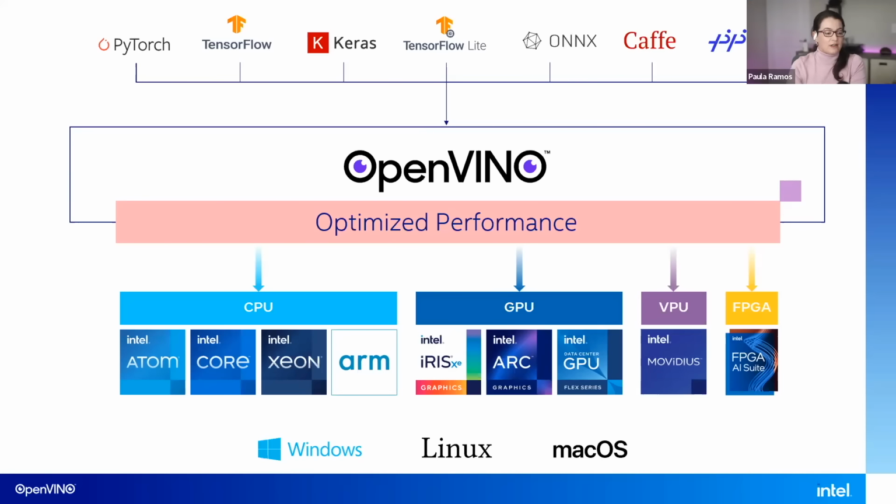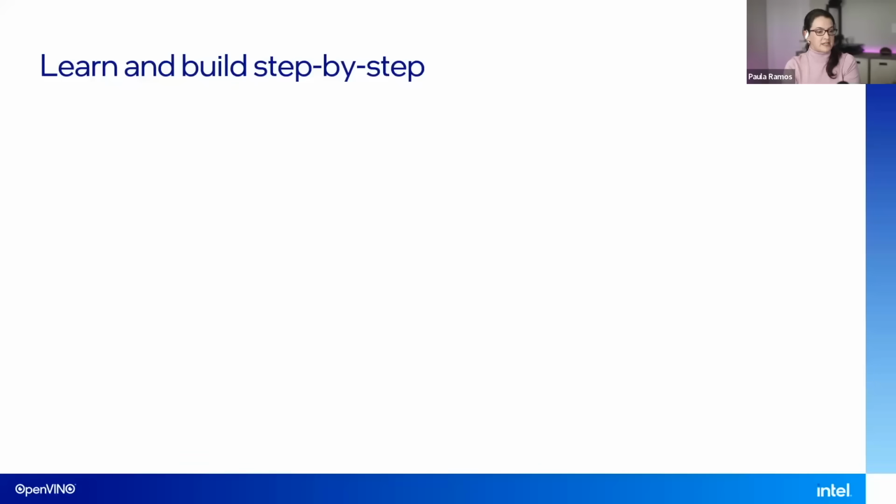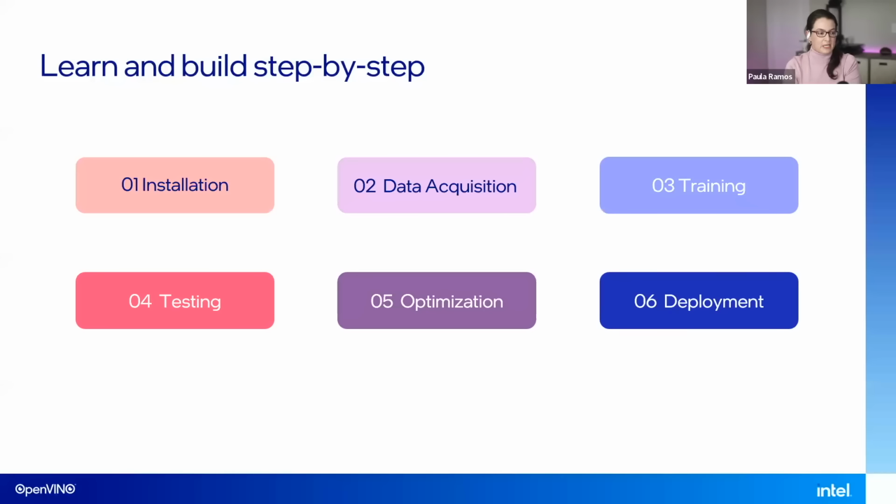Okay, so let's think about how we can start to work with Anomaly and OpenVINO. What is the idea that we have here? Basically, we want to teach you how to do this step by step. Here you can see the last 4 steps are the 4 steps that we were talking about for Anomaly. But the first 2 are related to the installation of the library and the data acquisition. That is also something that we need to discuss.